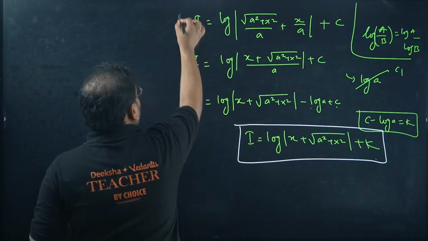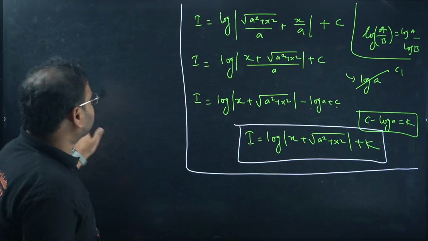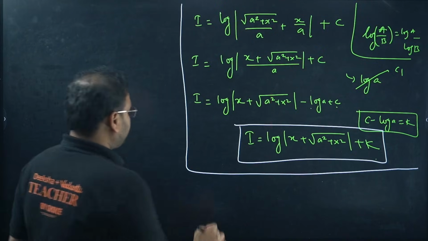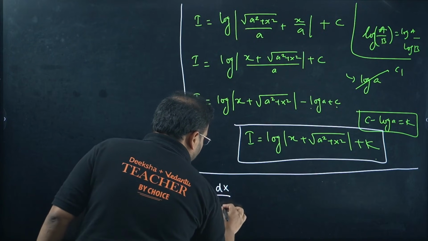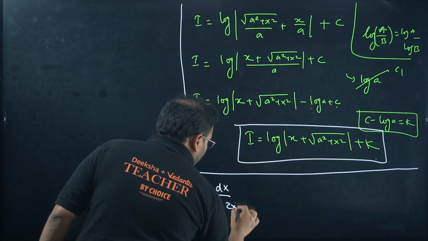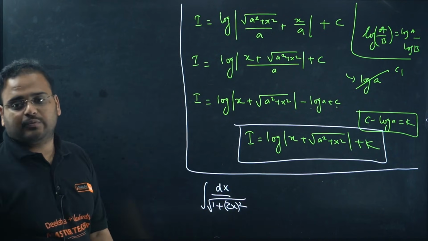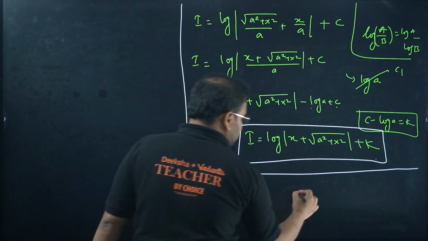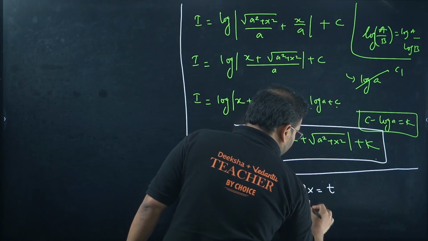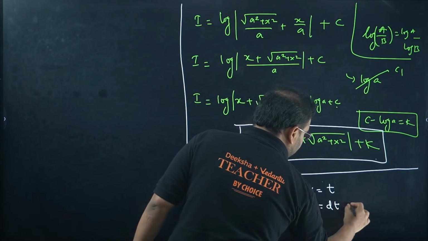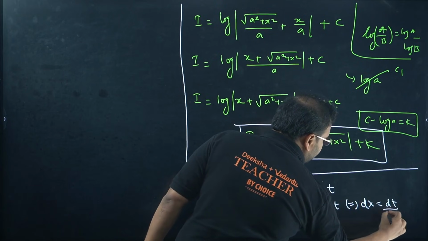So the first part is over. Second part: the question is integration of dx upon 1 plus 2x the whole square. Now in this, take substitution as 2x equals t. Differentiate: 2 dx equals dt. It means dx equals dt by 2.